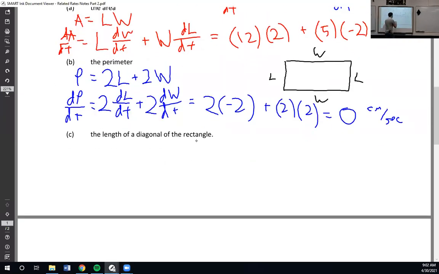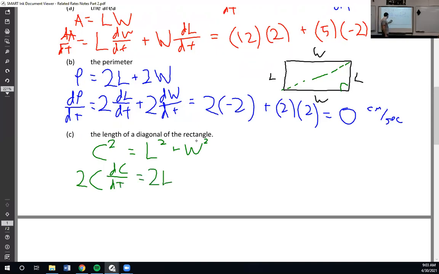All right, length of diagonal. There's a diagonal. And I'm going to call the diagonal C, so that I don't have a dt. And you'll notice that this is just going to end up being Pythagorean theorem. Hopefully that's what you were able to pick out here. So L squared plus W squared equals C squared, and this is what we're taking the derivative of. This time we need the L's and the W's when we take the derivative. So the derivative of C squared is 2C dC/dt. Derivative of L squared is 2L dL/dt.